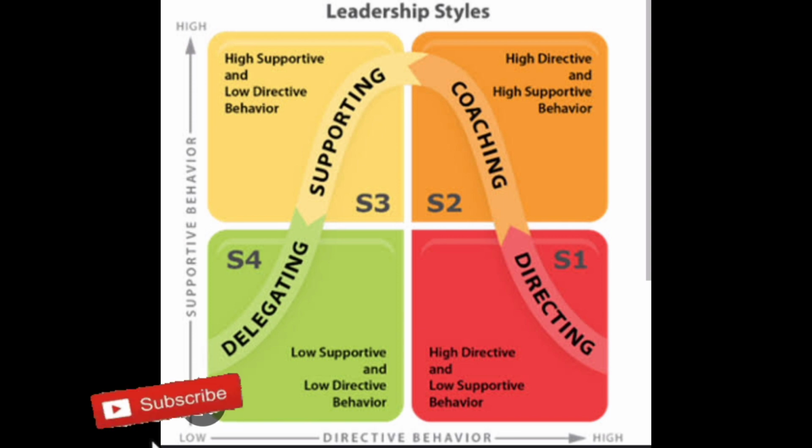Here we can see a matrix, and we have measured directive behavior, which is basically related to task relevancy and is measured on the x-axis, and supportive behavior, which is related to relationship relevancy and is measured on the y-axis. So the first leadership style is the delegating style.